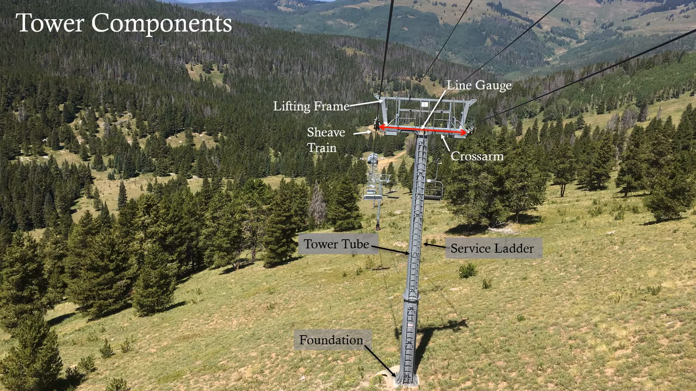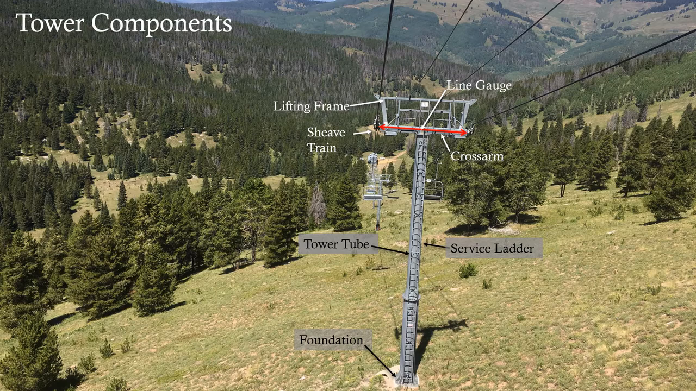Towers are the structures that support the haul rope on a ropeway to make it the required height, as designated by engineers. Here are the important components of a ropeway tower. The foundation is a large piece of concrete that anchors the tower solidly to the soil. The tower tubes on most modern ropeways are hollow cylindrical tubes made of steel.